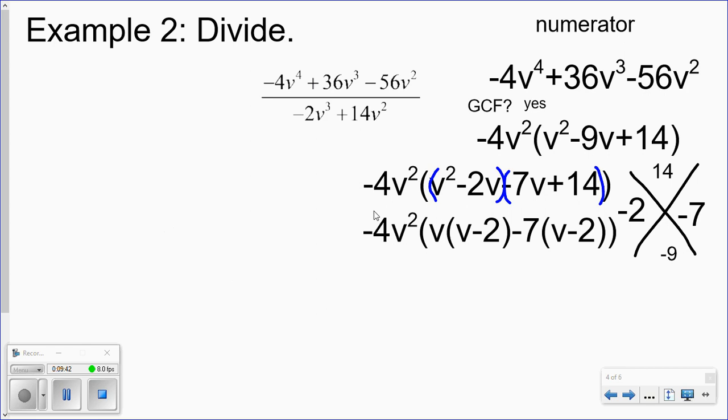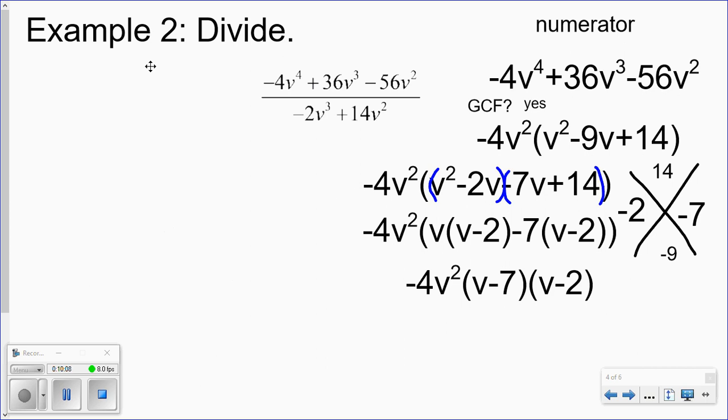Okay? So again, the -4v squared is just hanging out in the front. It's not interacting with the magic X stuff that I'm doing. They have the same binomial, so that is one of my binomials. The other one is the v minus 7 that I pulled out earlier. So now I'm going to write it as factored form. These are the three factors. These are the three things that got multiplied together to create this whole mess on the top.